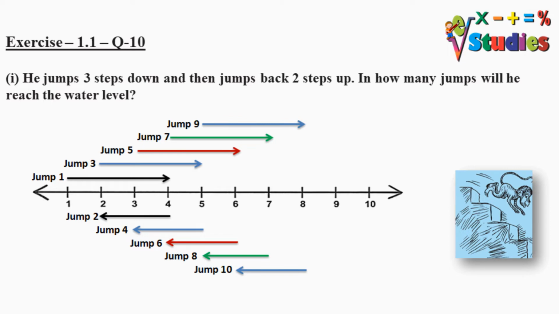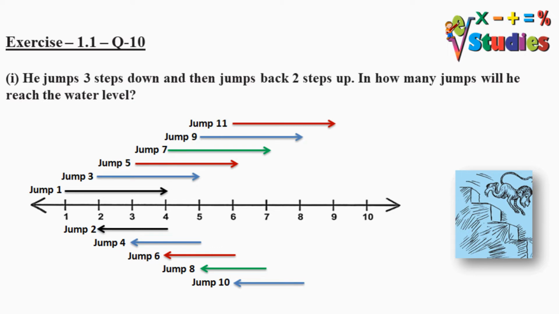Again from step 5 to step 8 at the end of jump 9, and jumping back from step 8 to step 6 at the end of jump 10. Now the monkey jumps from step 6 to step 9 at the end of jump 11. So at step 9 he will have water there. So the answer to this question is that he would need 11 jumps to get to the water from step 1 to step 9.